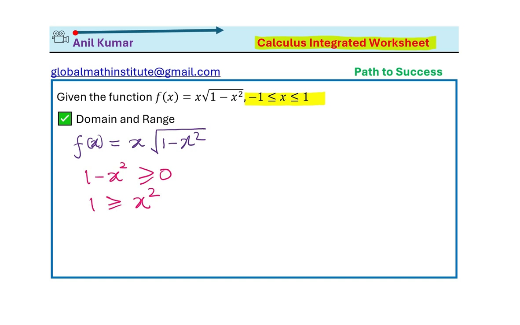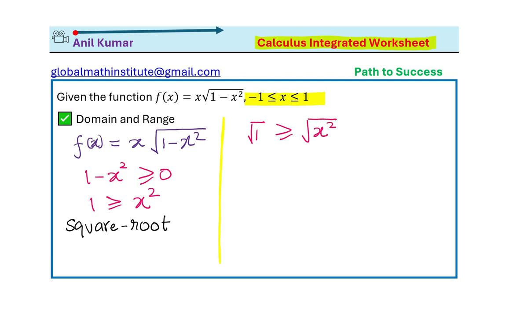Since it is x squared, we'll take the square root on both sides. Now, the same operation on both sides should not make any difference. And therefore, we can now write it like this. Square root of 1 is greater than or equal to square root of x squared. Clear?